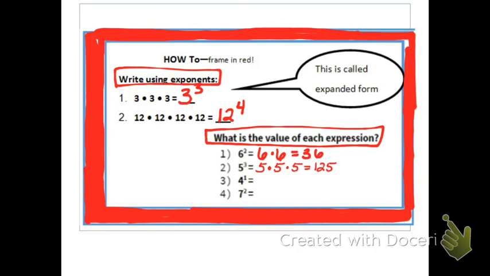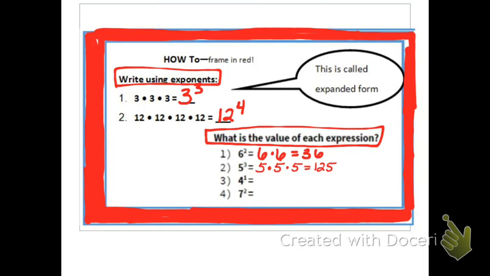Here's what happens sometimes, and it happens to me too, so I don't want you to feel bad. Sometimes people will look at this and go, oh, 5 times 5, oh, that's 15. But really what you just did was multiply 5 times 3. So remember to do it one thing at a time. 5 times 5 is 25. 25 times 5 is 125.